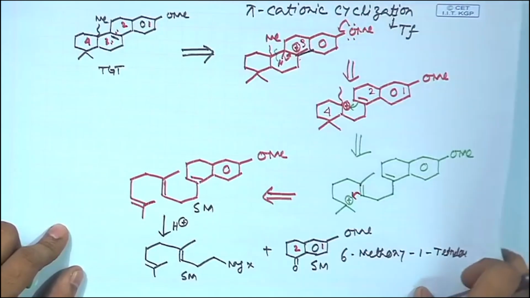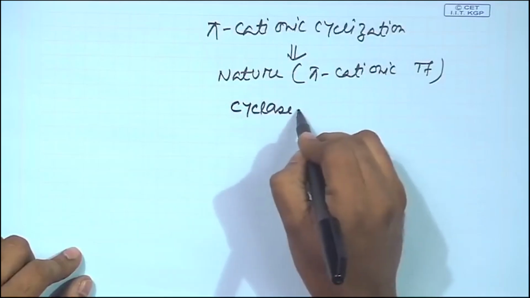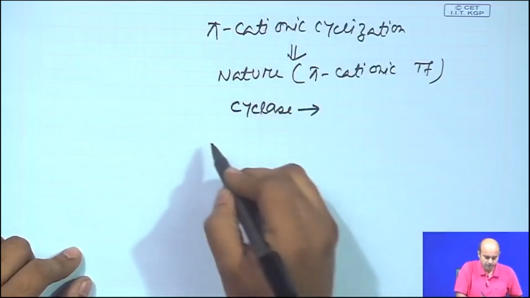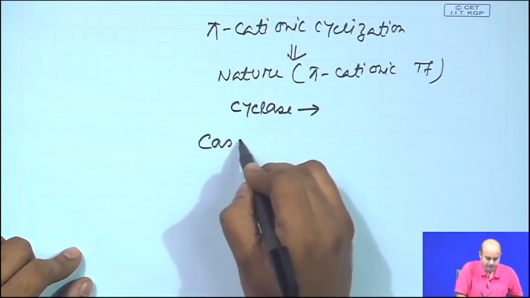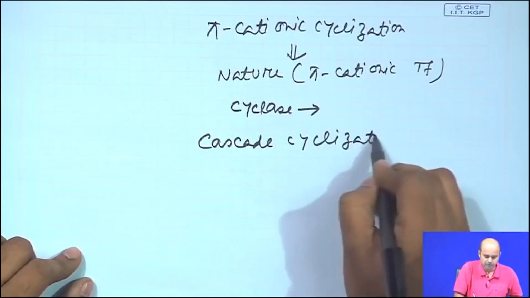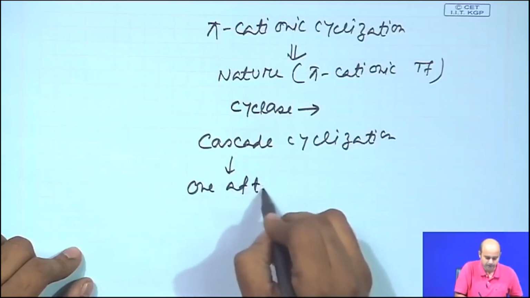Nature does not use very sophisticated reagents like, as I said, DIBAL, LAH and other oxidizing agents. Nature always uses very simple chemistry. Nature has enzymes, and this kind of enzymes are basically known as cyclase enzymes, cyclase. So, these enzymes react as I showed. Sometimes you can call this reaction a cascade cyclization. Cascade, the terminology basically means one after another, one after another.